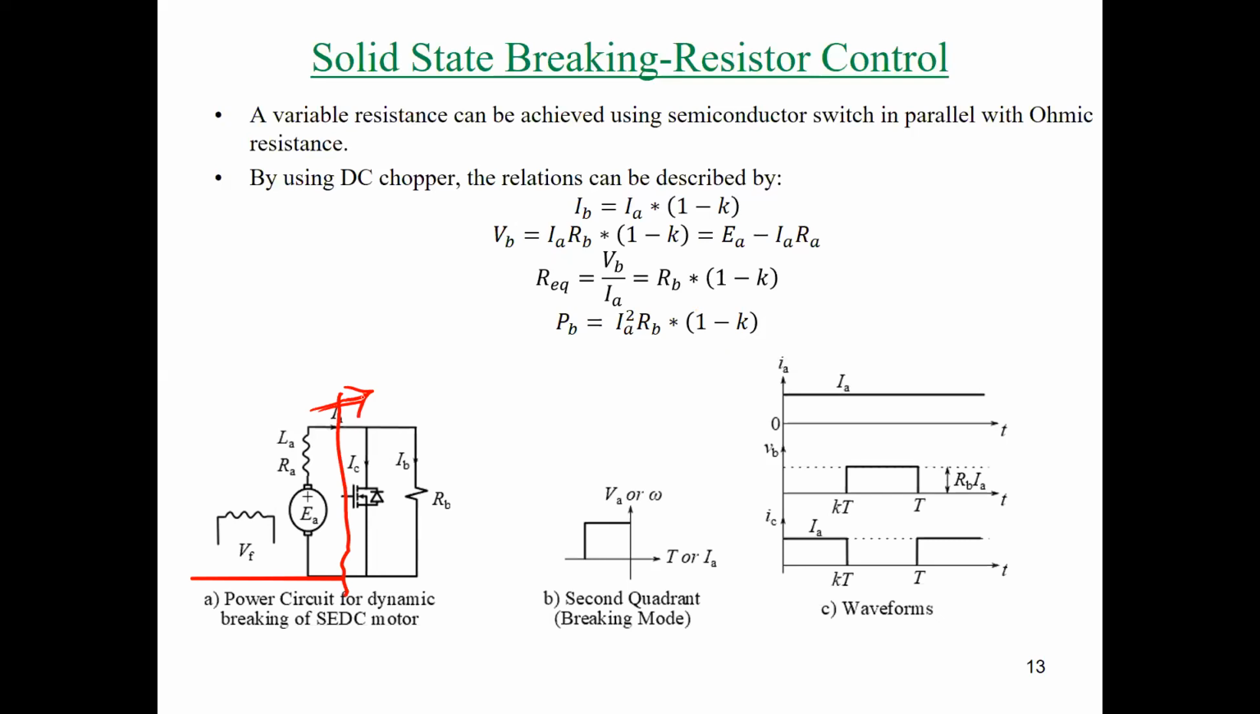So we can simply divide VB by the armature current. VB divided by the armature current will give you the value of R equivalent seen by the motor, which equals V braking divided by IA. So it will be RB multiplied by 1 minus K. This value represents the equivalent resistance seen by the motor. And simply the power consumed in the braking resistor will equal IA squared multiplied by the equivalent resistance. So this is the way to control the value of the braking resistance.